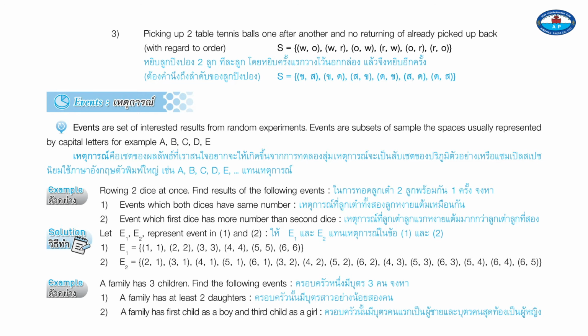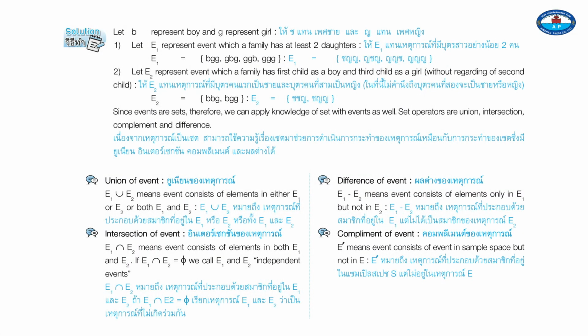Events. Events are sets of interested results from random experiments. Events are subsets of sample spaces, usually represented by capital letters, for example, A, B, C, D, E. Union of events. E1 union E2 means the event consists of elements in either E1 or E2 or both E1 and E2. Intersection of events. E1 intersection E2 means the event consists of elements in both E1 and E2.